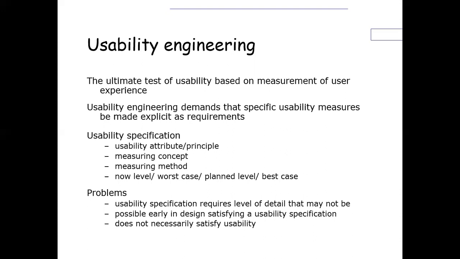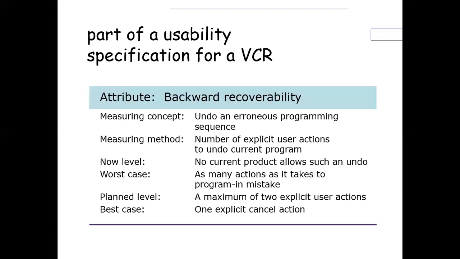The next one is parts of usability specification in a VCR. The attribute is backward recoverability. The first one is measuring concept: undo erroneous programming sequence. The next one is measuring method: the number of explicit user actions to undo the current program. The now level is that no current product allows such an undo. The worst case is as many actions as it takes to program in the mistake. The planned level is a maximum of two explicit user actions. Best case is only one explicit cancel action.